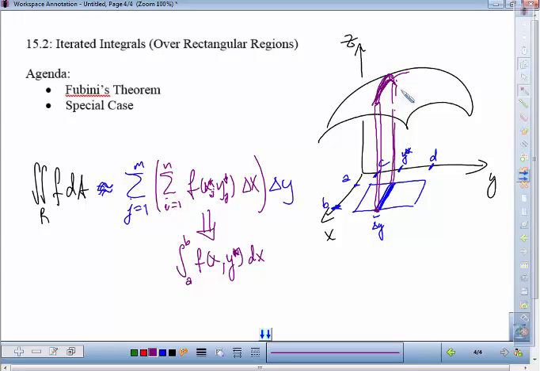Every time you eat a sandwich now, you're going to think double integrals? Yeah. Okay?